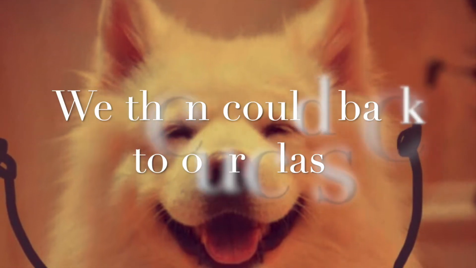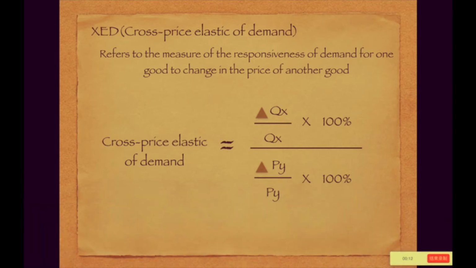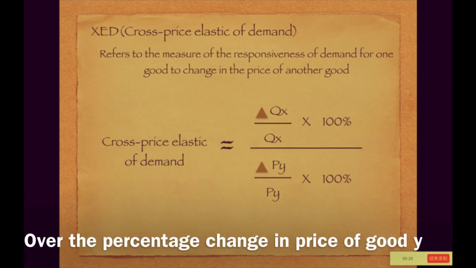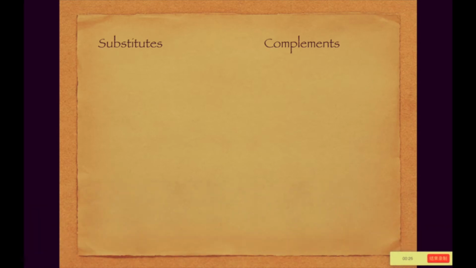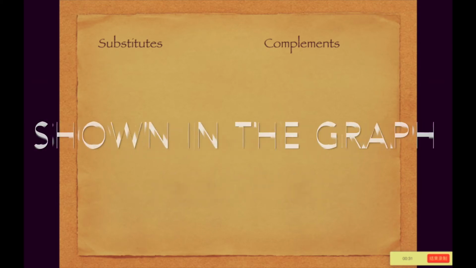We then could go back to our class. The second concept is XED, cross-price elasticity of demand, referring to the measure of the responsiveness of demand for one good to a change in the price of another good. Below shows the formula of XED, representing the percentage change in quantity demanded of good X over the percentage change in price of good Y. There are 2 different situations of the diagram. The first situation is when the goods are substitutes like PED-Love and Holyland, shown in the graph.